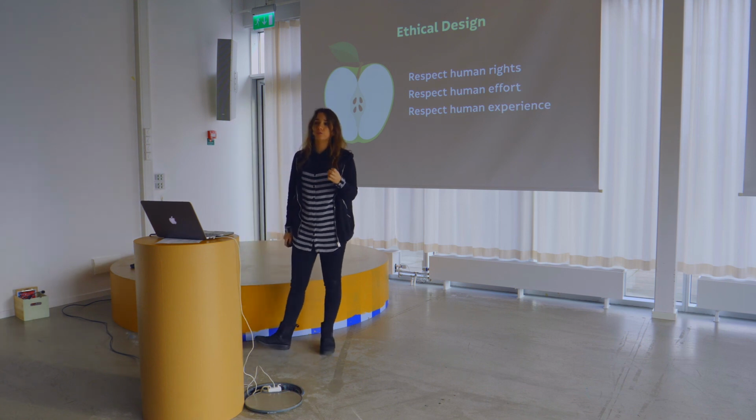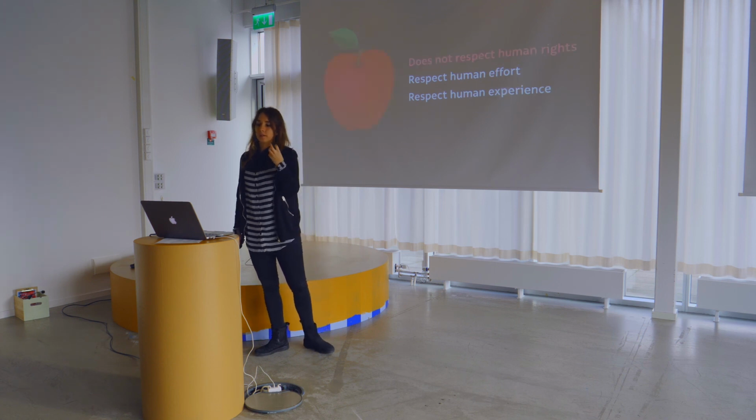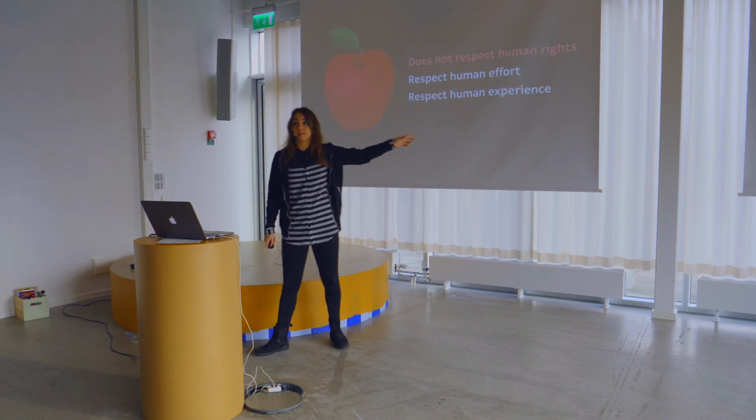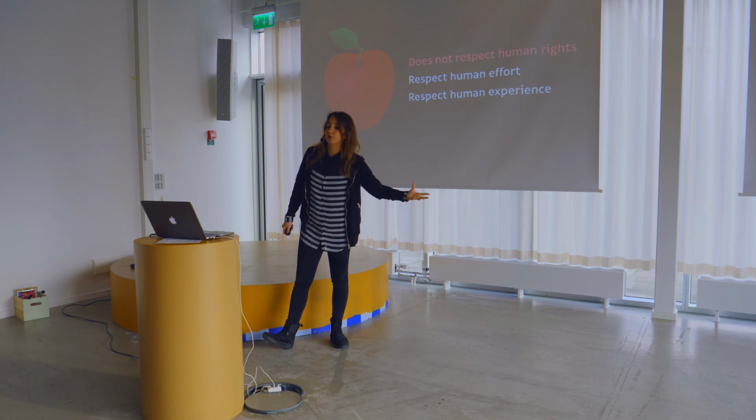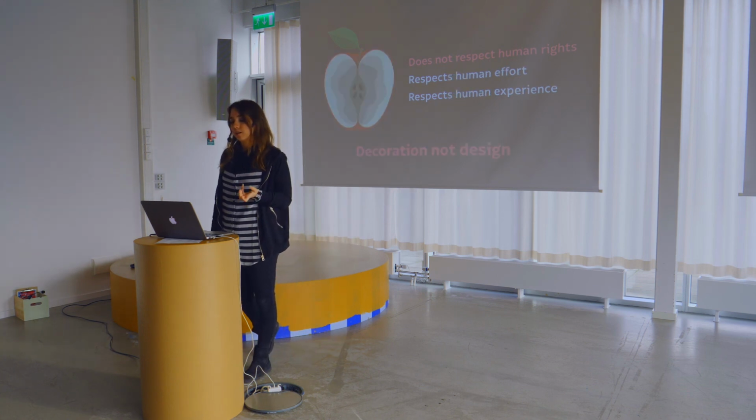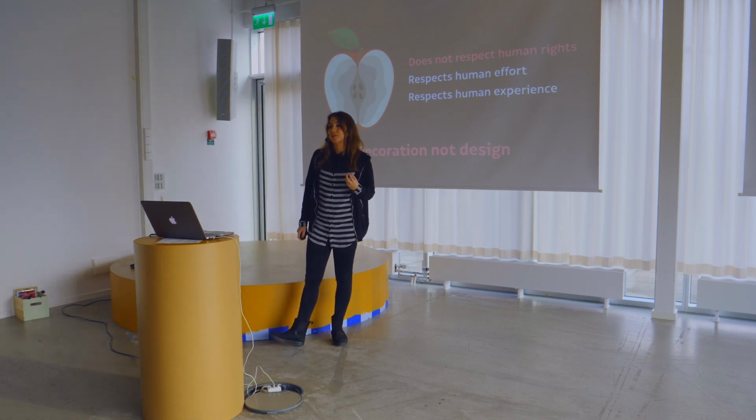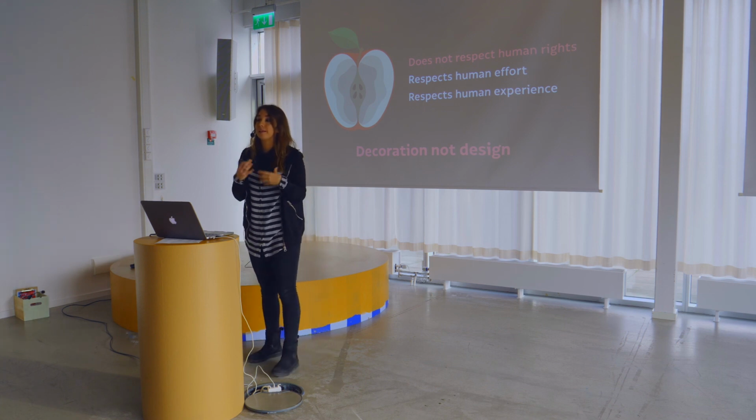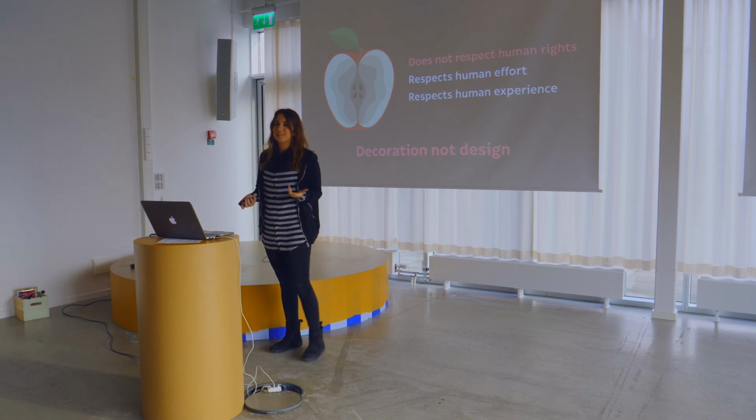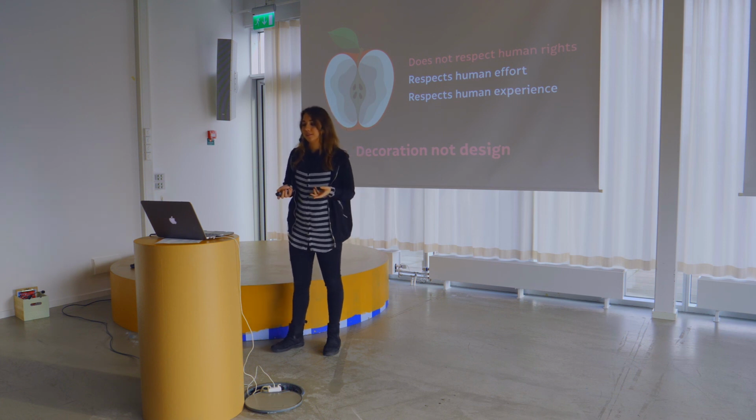The thing is, if we don't make our sites inclusive, if we don't respect human rights, even if we do respect these other things, we respect human effort and human experience, we end up building very superficial products. And a rotten core is the sign of a superficial product. It's a misleading product. And you might make it fun and attractive, but that's decoration. When something looks pretty, but it's really no good underneath.